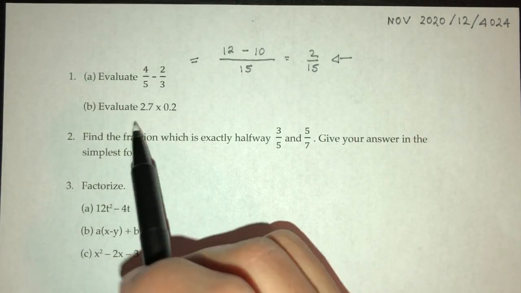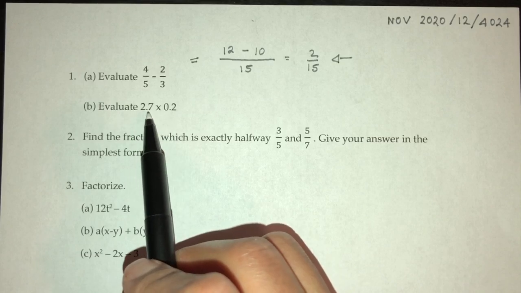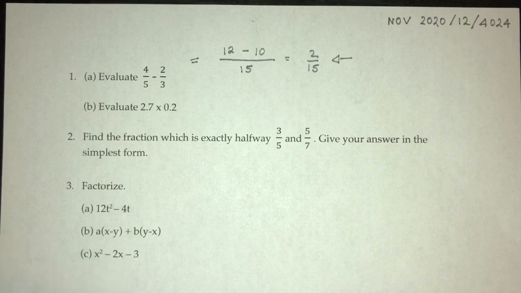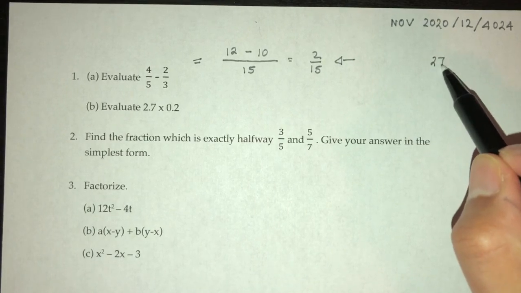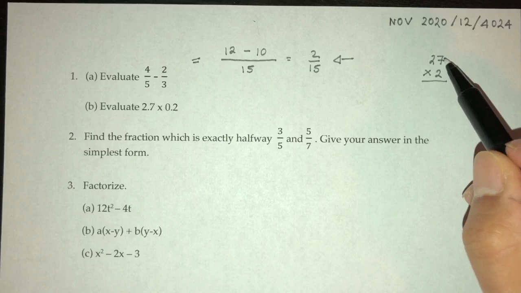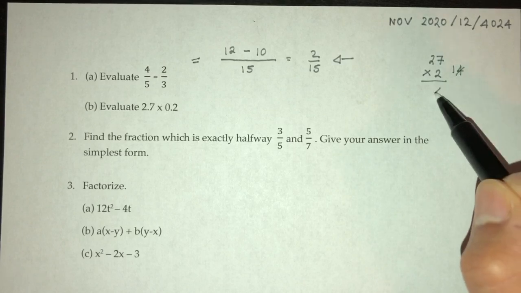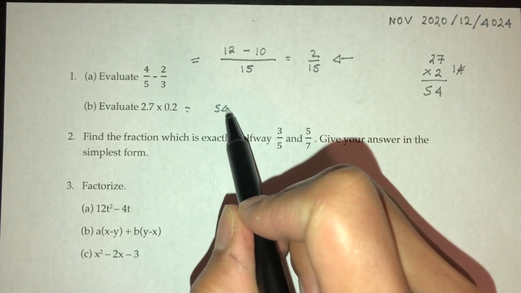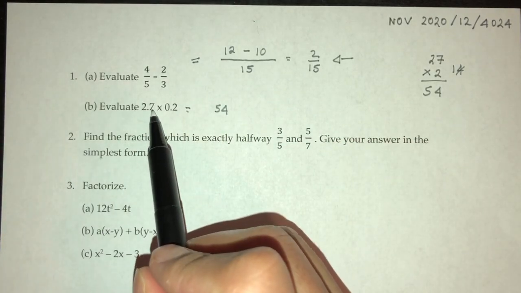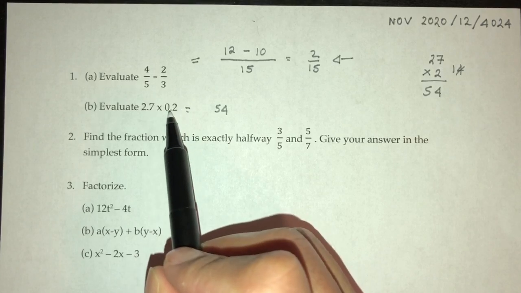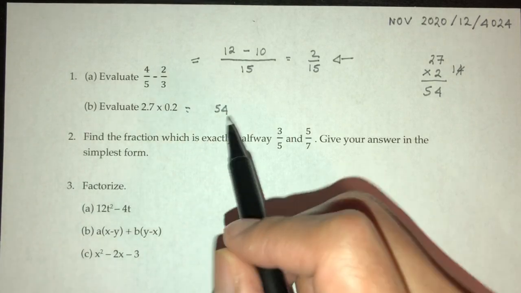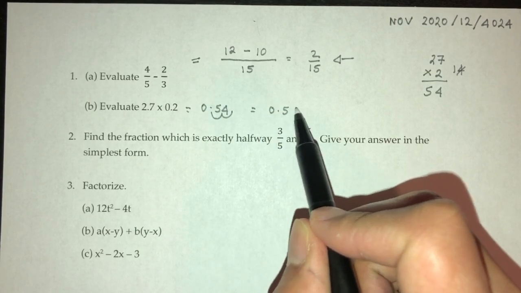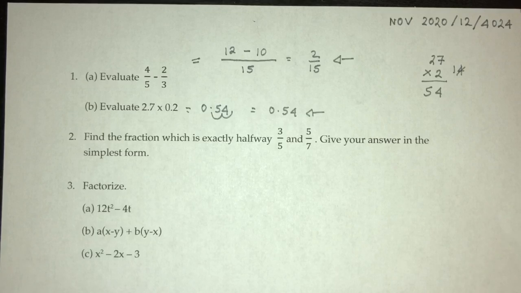Now for part B, we have to evaluate decimals. So 2.7 times 0.2. So as you guys know by now, at first we ignore the decimal place, right? You do 27 times 2. You will have 7 times 2 is 14. 2 times 2 is 4 plus 1 is 5. So you get 54. Now we look at the decimal place. So here we have one decimal place, and here we have one decimal place. So everything together we have two decimal places. So we count 1, 2. So your answer is 0.54. And that is your question number 1.